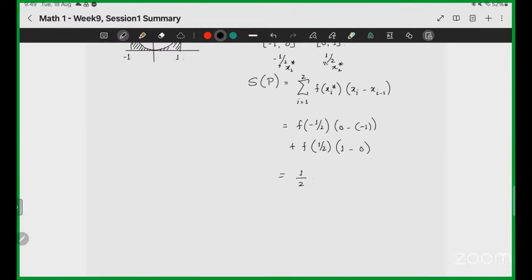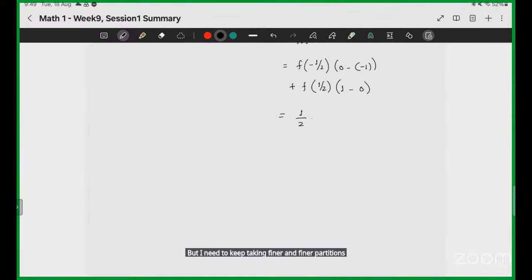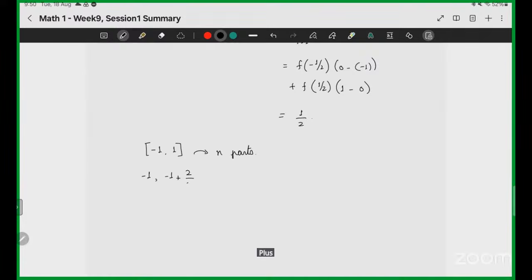This is one choice of a partition. But I need to keep taking finer and finer partitions, right? So how do I partition -1 to 1 in n parts? For a general n. So this was 2 parts. For n parts, I have to do something like -1 plus 2 by n.